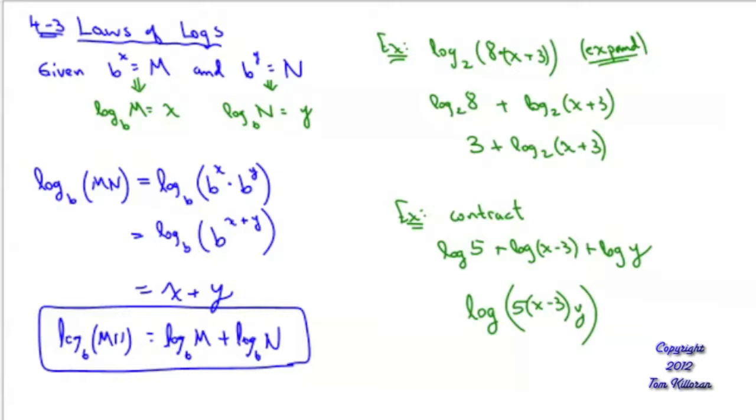So you can either pull these things apart or you can push them all together. When you pull them apart, you're going to get multiple logs. When you push them together, you're going to get a single log. That's all there is to it. Not that bad, right?